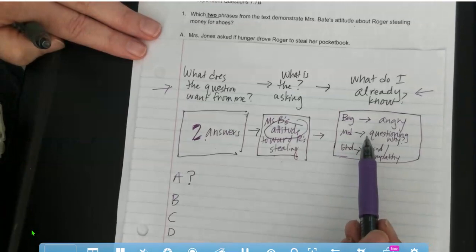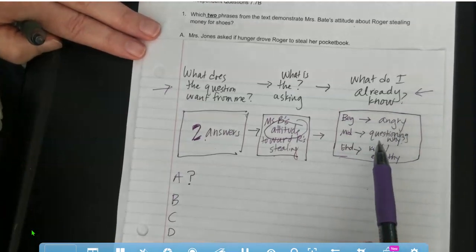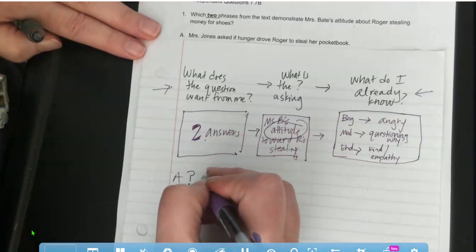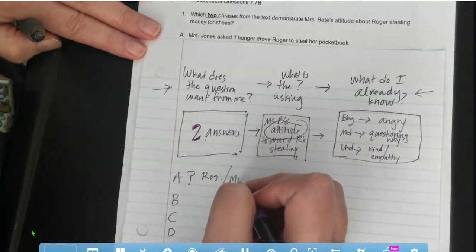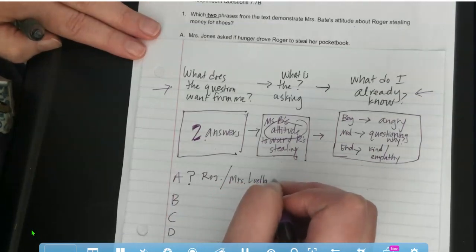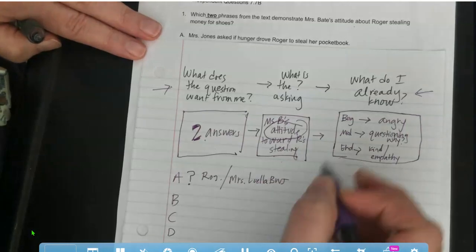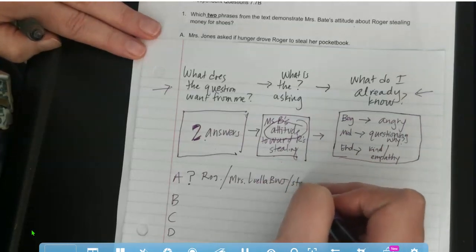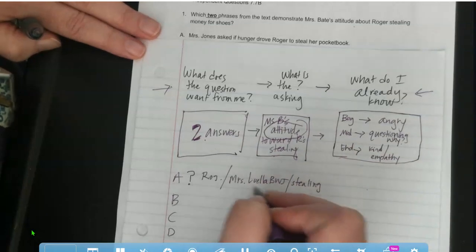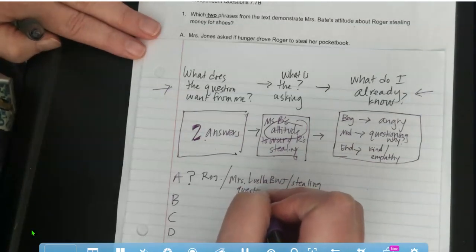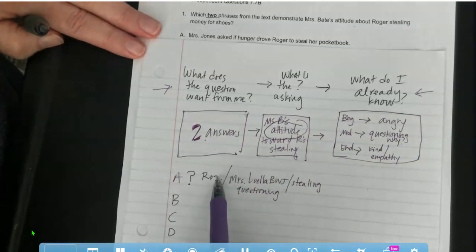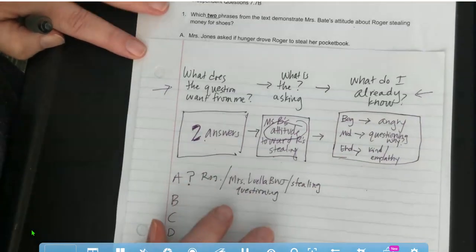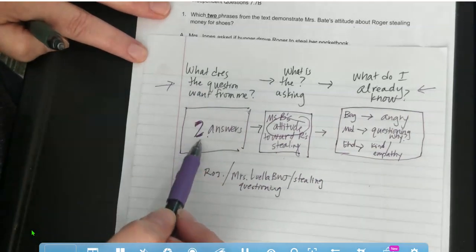And that was at the middle of the story, and I really don't know if they want beginning, middle, or end. So I'm going to put a little question mark, but I'm going to make myself some notes. It mentions Roger. It mentions Mrs. Luella Bates Washington Jones. I'm going to just abbreviate. It also mentions stealing. And remember, I said she's questioning him. Now that I'm starting to write down my evidence, I'm starting to see this is a better choice than I thought it was originally. But I'm still going to go explore B, C, and D, because I need 2 answers. Don't forget that part.